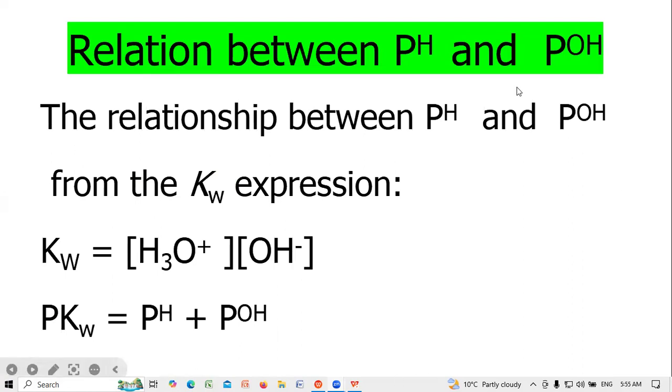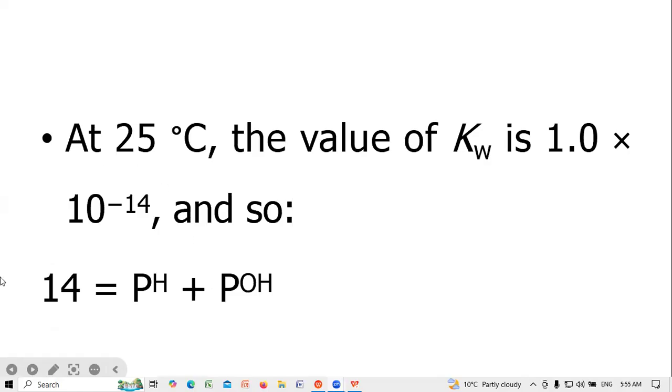Relation between the pH and pOH: the relation between pH and pOH comes from the ionic product constant of water expression, hydrogen ion times hydroxide ion, which is also pKw equals pH plus pOH. At 25 degrees Celsius, the value of Kw is 1 into 10 to the power minus 14. So 14 equals pH plus pOH.